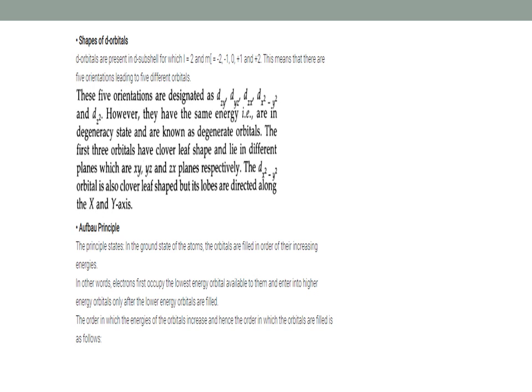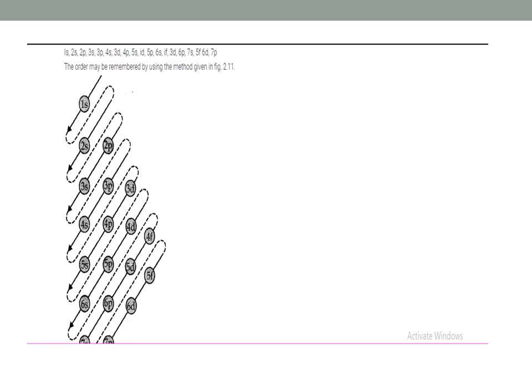Now starting with the principles for filling up of electrons in various orbitals. Aufbau principle. The principle states that in the ground state of the atoms, the orbitals are filled in order of their increasing energies. The order in which the energies of orbitals increase, and hence the order in which the orbitals are filled, is as follows: 1s, 2s, 2p, 3s, 3p, 4s, 3d and so on. And the filling up for this is shown by a zigzag path on the screen.